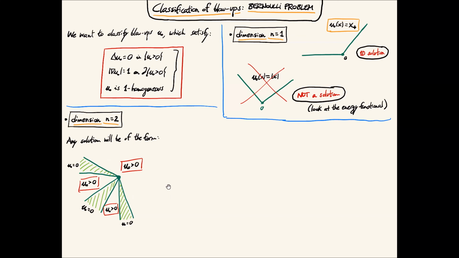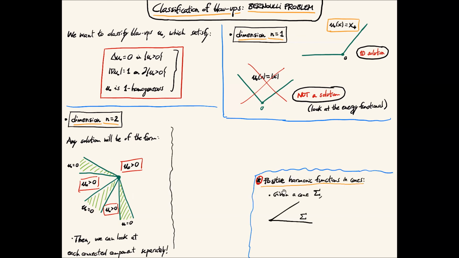Okay, so this does not happen in higher dimensions. And now, if we look at each connected component separately, what do we have? Well, we can try to understand what happens with positive harmonic functions in cones. And this is what happens. Given any cone in Rn, there exists a unique function which is harmonic, 0 on the boundary, and positive in the interior. This is a well-known fact about harmonic functions. Not easy, but well-known.